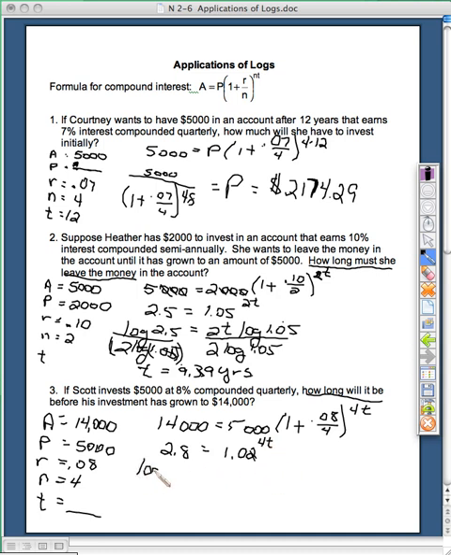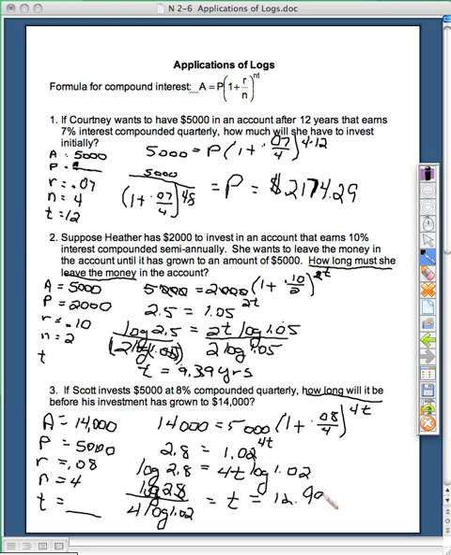Log of both sides, so we have log of 2.8 is equal to 4t log 1.02. Divide by 4 times log 1.02. So we end up with log of 2.8 divided by 4 times the log of 1.02, and that's going to equal t. And when we do the calculation, that's 12.999, or about 13 years.